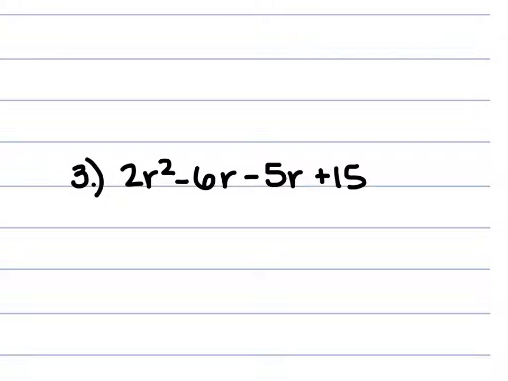For 3, we have 2r squared minus 6r minus 5r plus 15. So two sets of parentheses, one around the first two, one around the last two. We're going to divide out the greatest common factor between the 2r squared minus 6r, and that's going to be 2r. The greatest common factor between the negative 5r and the positive 15 is a negative 5.